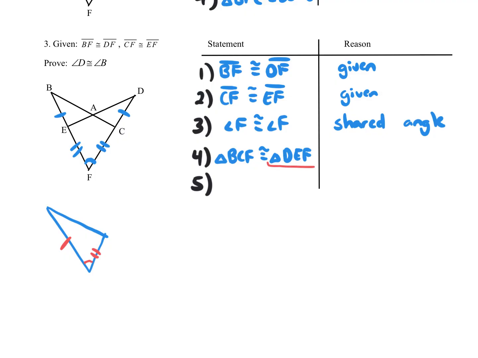How are those two triangles congruent to each other? What's the reasoning? Careful. It is side angle side. Yep. And again, if it helps, redraw it out here so you can see what the pattern is.